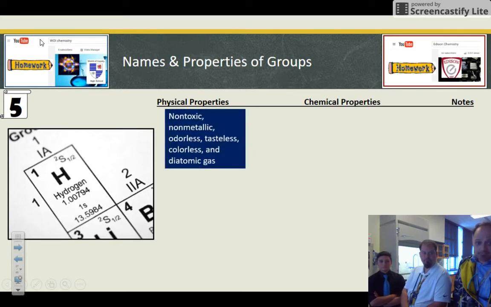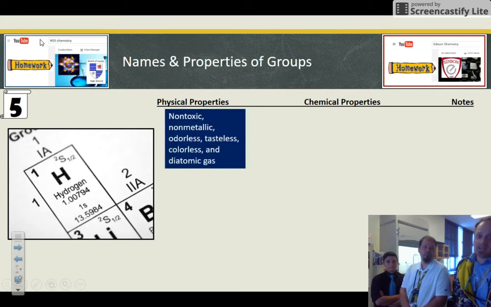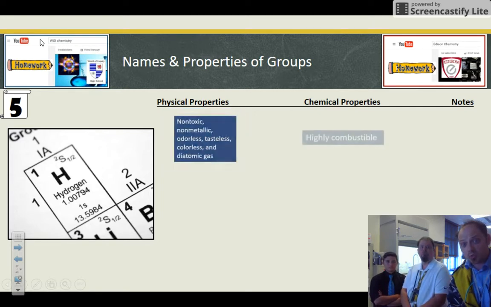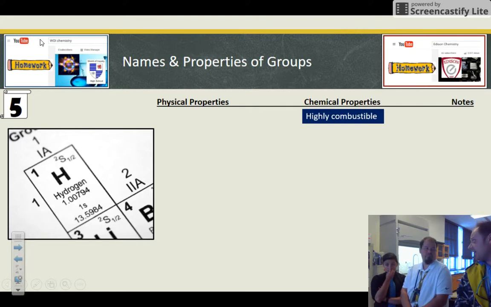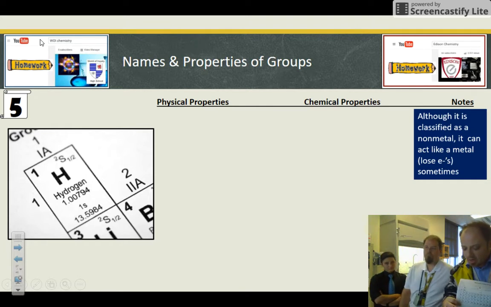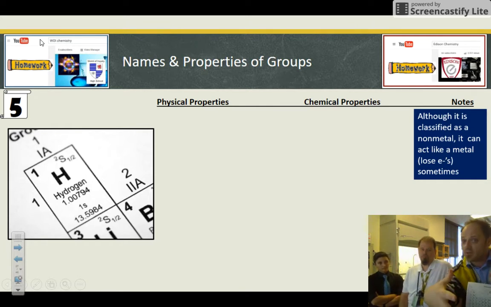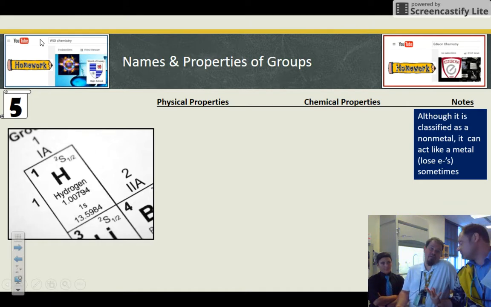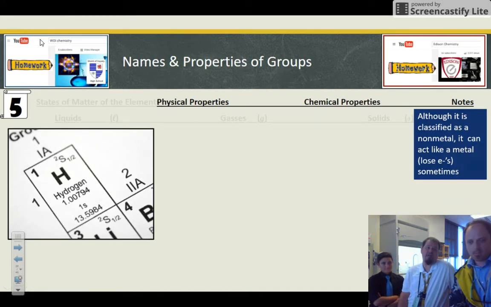Hydrogen. It's not toxic, not metallic, odorless, tasteless, and it is a colorless diatomic gas. It is technically in a group of its own, which is why we spent a whole slide on it by itself. Very combustible, kaboom. It's part of rocket fuel. Although it's classified as a non-metal, it can act like a metal sometimes, which is why it's living with the alkali metals. It's technically detached from the group. So while it sits up here, it's not actually part of this group, which is why we gave it its own slide. But it can form a positive ion, which means it could potentially act like a metal.